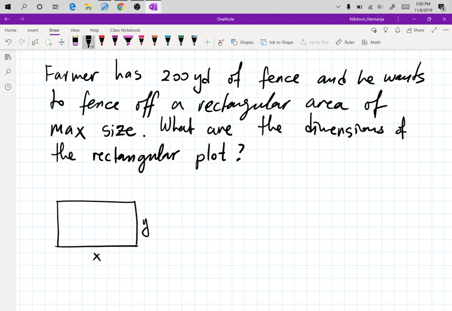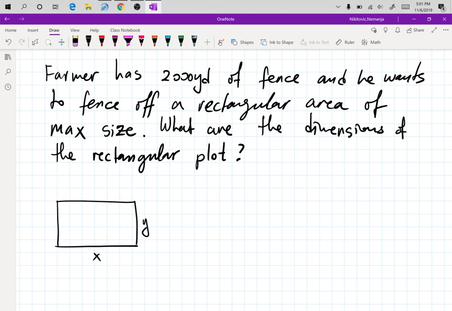Sorry, I said 2,000 yards of fence, and I put 200. 2,000 yards of fence. Good. So farmer has 2,000 yards of fence, and he wants to fence off a rectangular area of maximum size. What are the dimensions of the rectangular plot? Or rectangular area, plot, whatever. So, we have rectangular geometry, right?